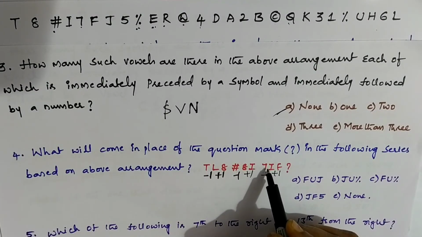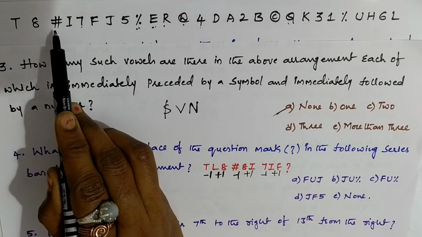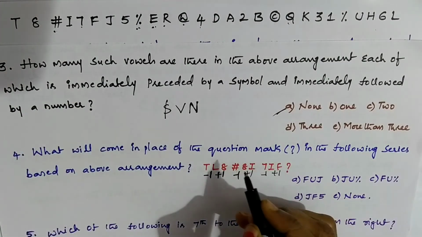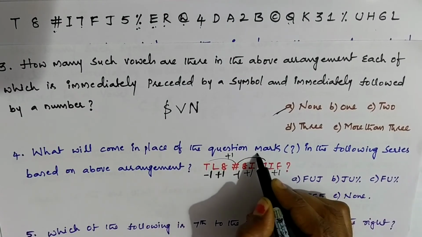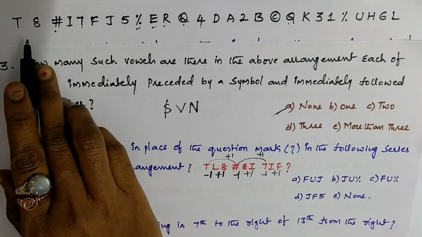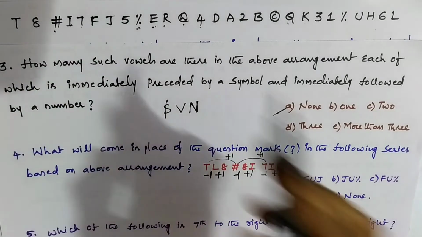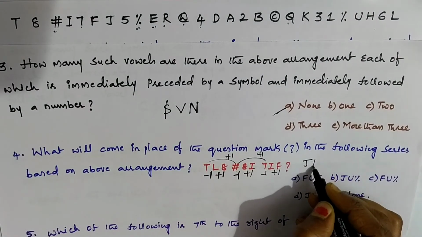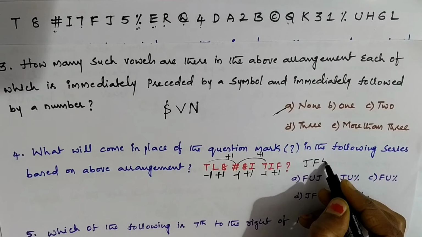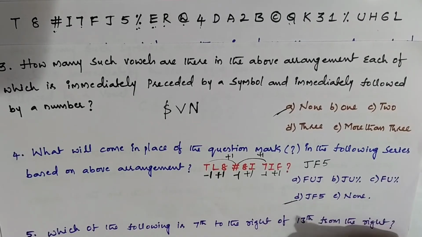What about this starting number 7, hash, T? T, hash, 7. Okay, these are plus 1. Next term will be J. J minus 1 is F and plus 1 is 5. J, F, 5. D is the right answer.